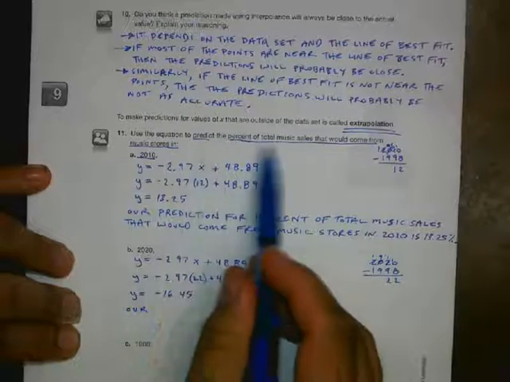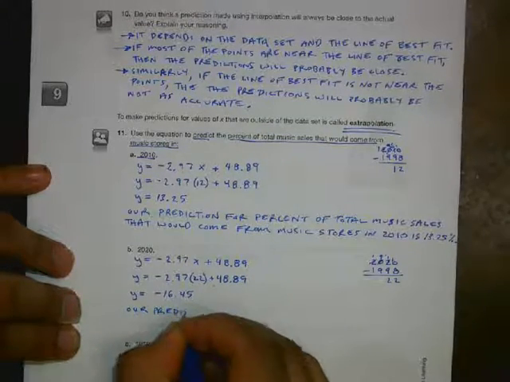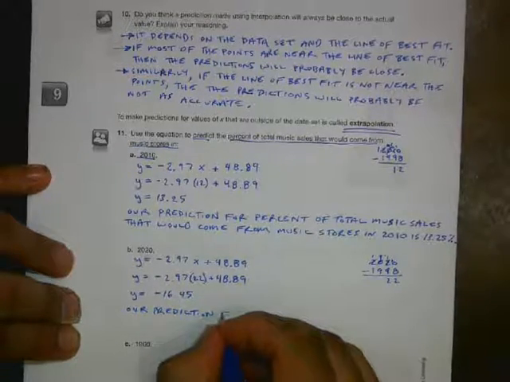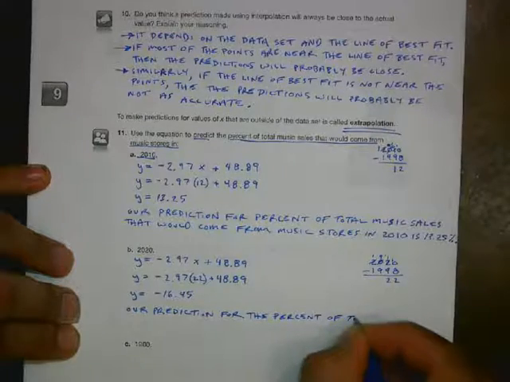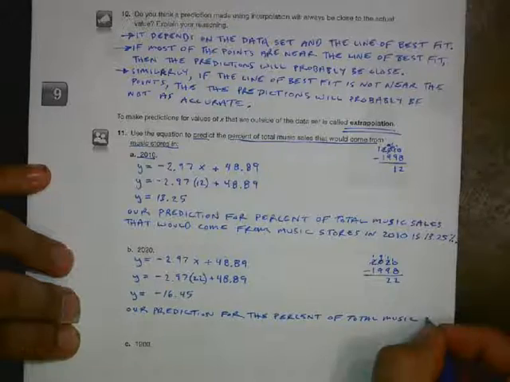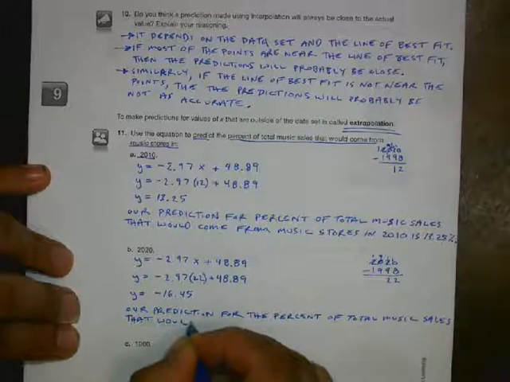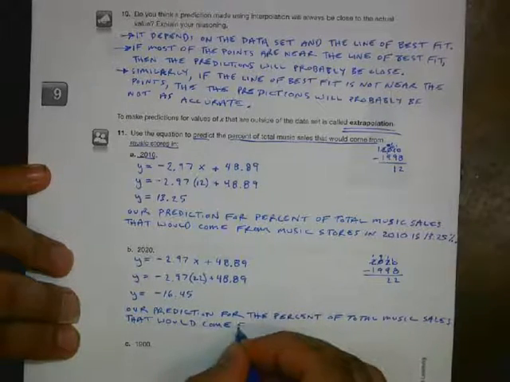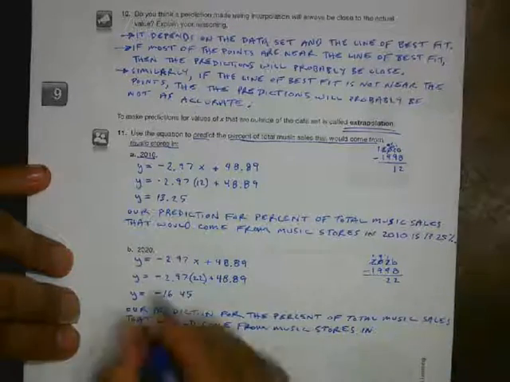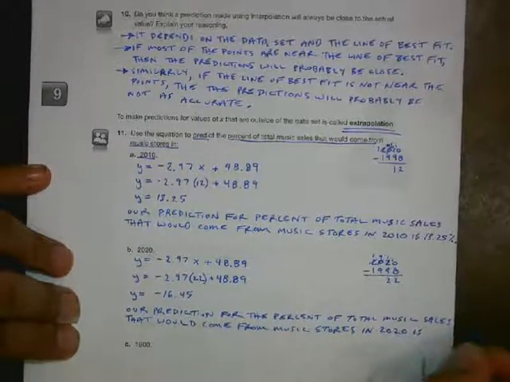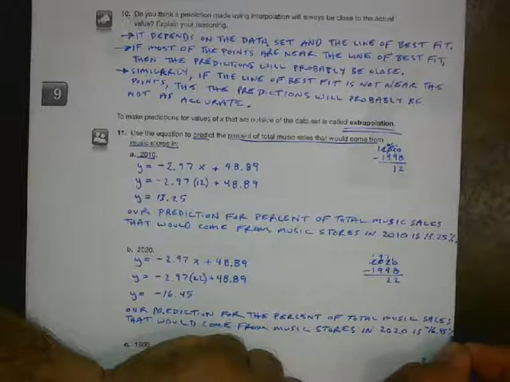using the question, we flipped it into an answer, our prediction for the percent of total music sales that would come from music stores in 2020 is negative 16.45%. Period.